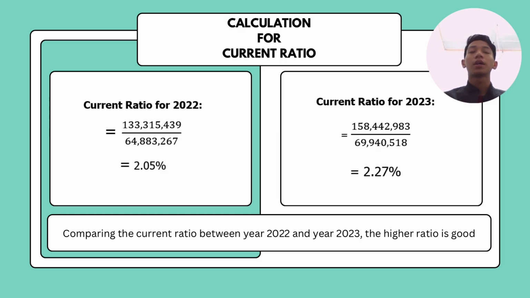For the current ratio for 2023, the current asset is 158,442,983 million. We divide it by 69,940,580 million. We got 2.27. So we compare the ratio between these two years. Comparing the current ratio between 2022 and 2023, the higher ratio is better.